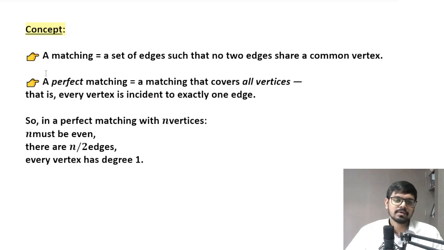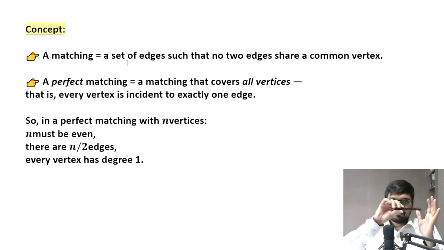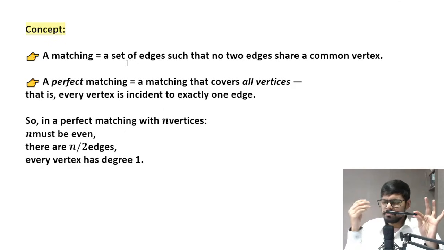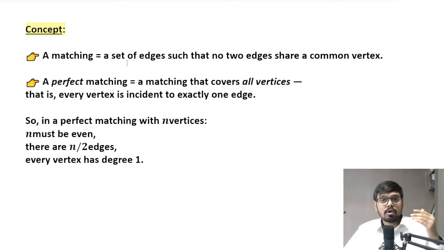We have the concept. Matching means a set of edges such that no edges share a common vertex. Remember, matching means what? You will have a set. That set will have what? Vertices or edges? Focus on edges. That set will have edges. But if the set has only one edge, then no issue. That is always matching. But if it has two edges, then it may or may not be matching.